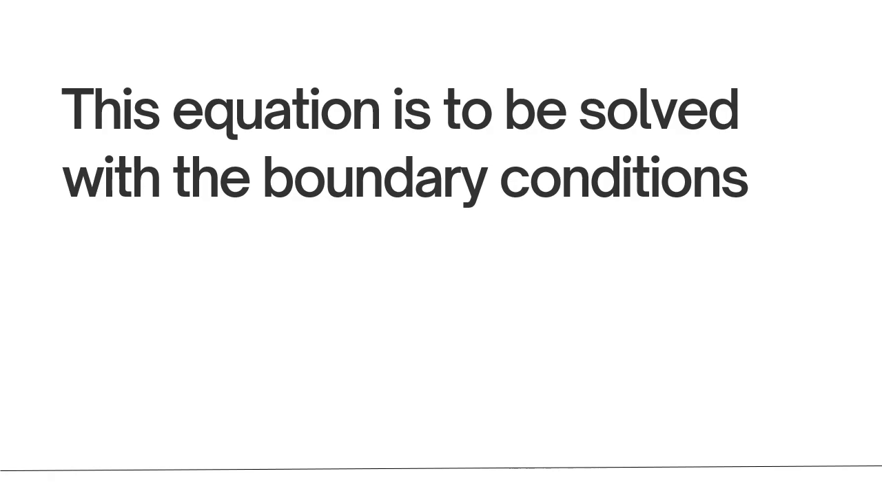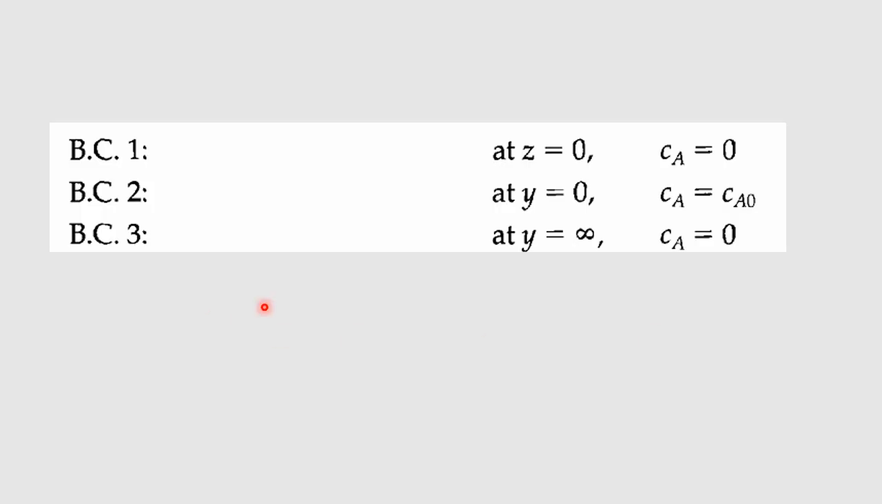This equation is to be solved with the boundary conditions. These are the boundary conditions. Boundary condition 1: z equal to 0, Ca equal to 0. Y equal to 0 and y equal to infinity. Why y equal to infinity? Because in the y direction, there is only a small film where we can understand diffusion of A is there. At y equal to 0, thin boundary layer, Ca is equal to Ca naught. But at y equal to infinity, we assume Ca is not available at all.